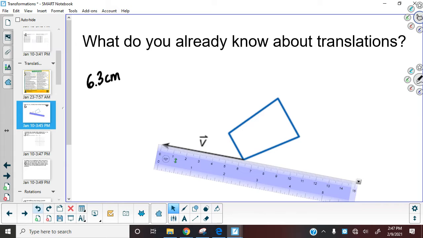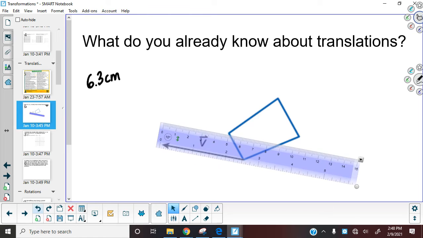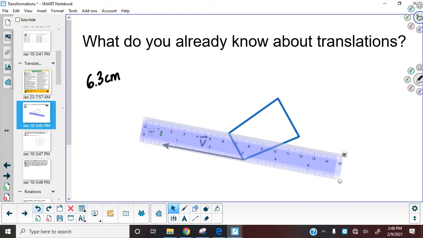And what we're going to do is draw guidelines, much like what we did with the reflections. The difference is for reflections, our guidelines were perpendicular. Now for translations, they are parallel. So what we want to do is line this up, and I'm going to draw this whole line here. Notice that this vector here at the bottom is running parallel to the edge of the ruler, which means that this line that I'm about to draw is also parallel.